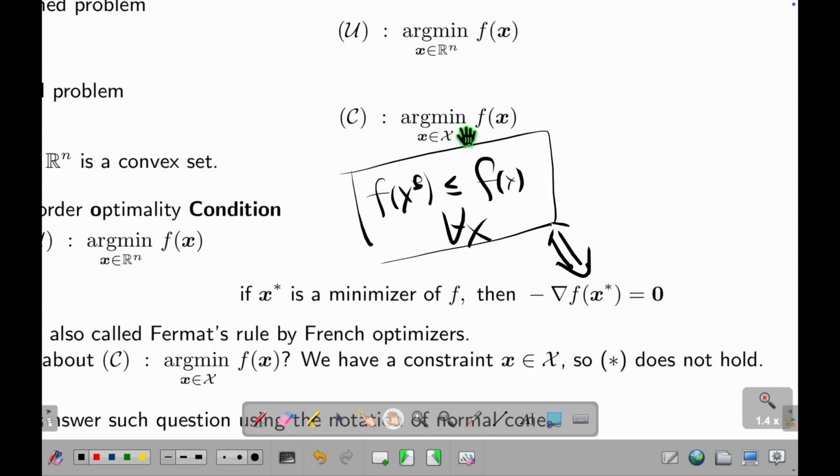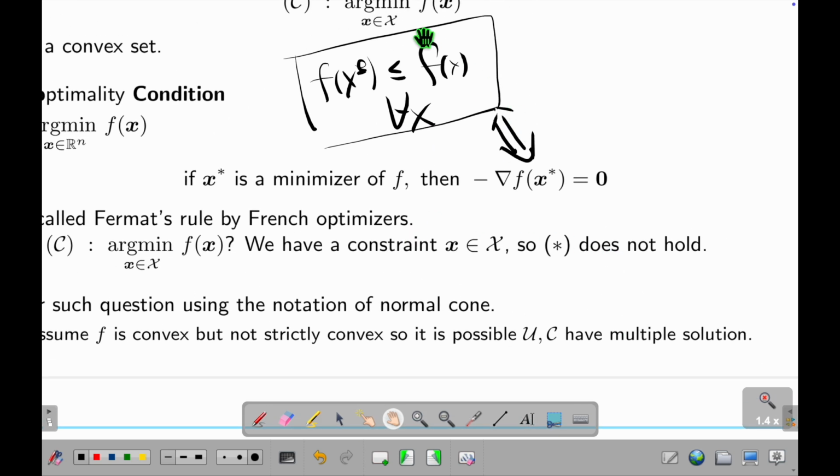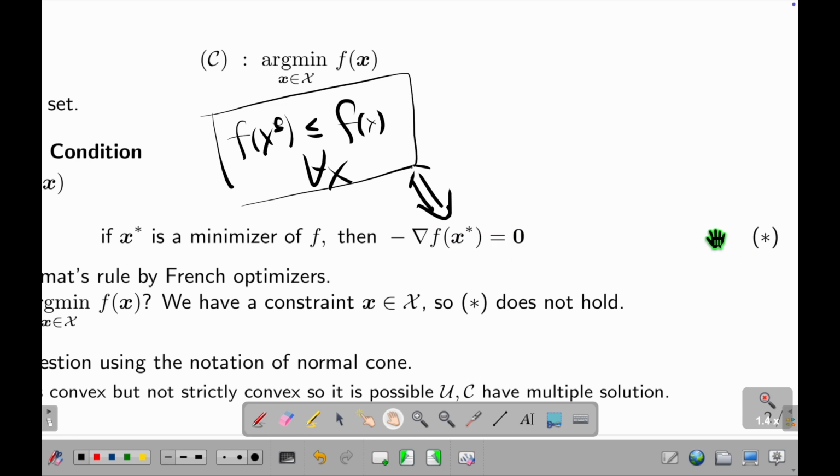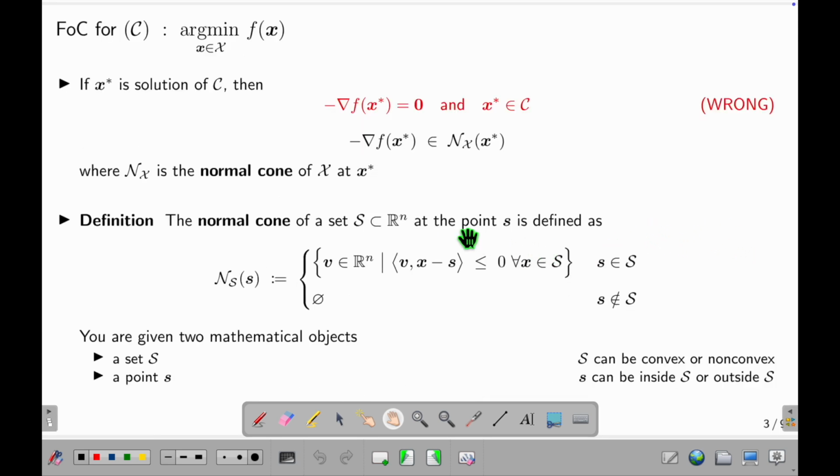Then what happens if I have a set X? If I have a set X, this is false. Does not hold. Here's the idea. If you have a set X, this one becomes something else, and this is what I'm going to talk about. Okay? This is the idea. If you have a set X, can you say this? No. So what is this? Gradient f is 0, and then x star is in C. This is actually wrong.